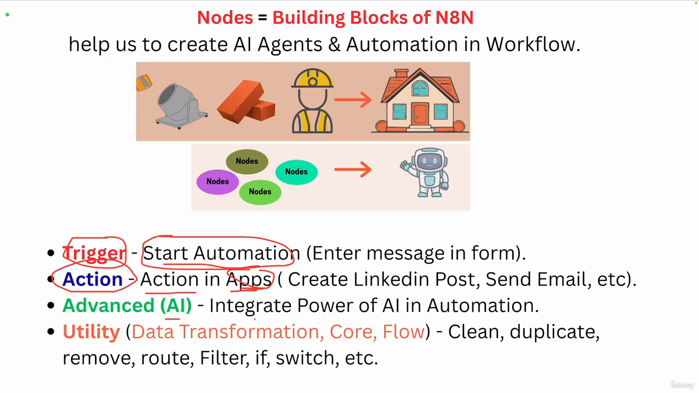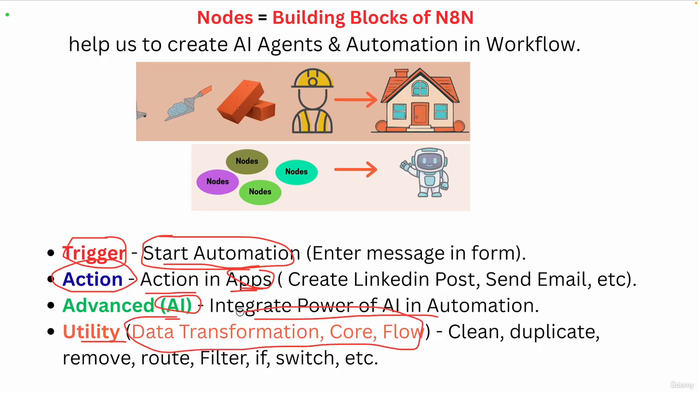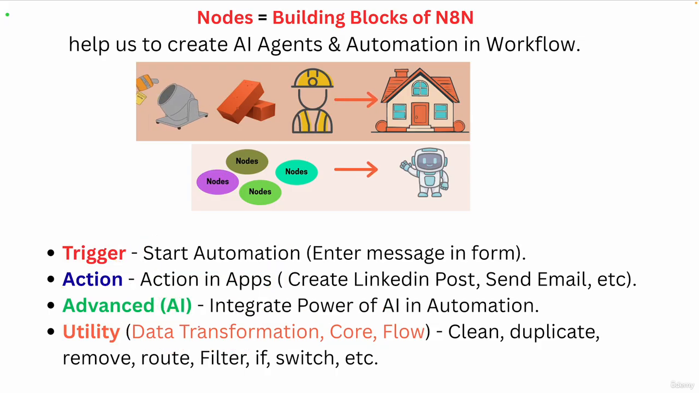AI means you want to integrate the power of AI in your automation, then we use the AI node. And the utility node is where we want to play with the data. We have data transformation, core, and flow. They all combine together to form the utility node, right?